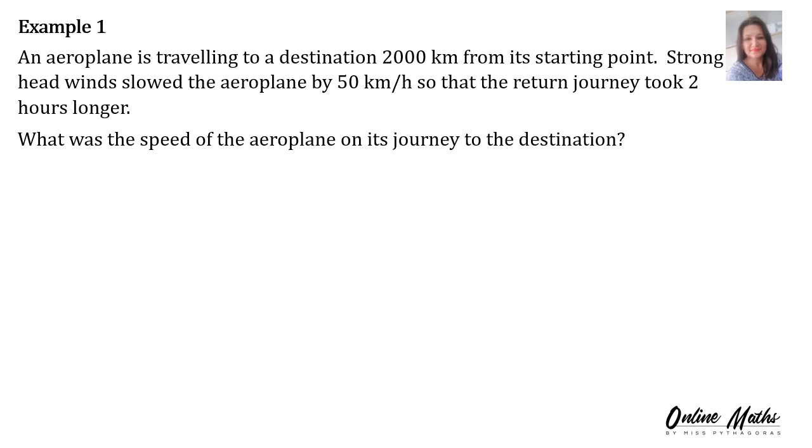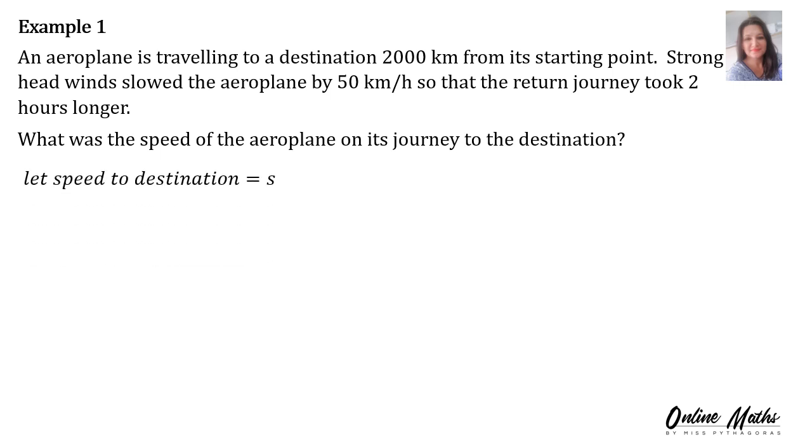Example 1. An aeroplane is traveling to a destination 2,000 kilometers from its starting point. Strong headwinds slowed the aeroplane by 50 kilometers per hour so that the return journey took 2 hours longer. What was the speed of the aeroplane on its journey to the destination? Now it works like this.